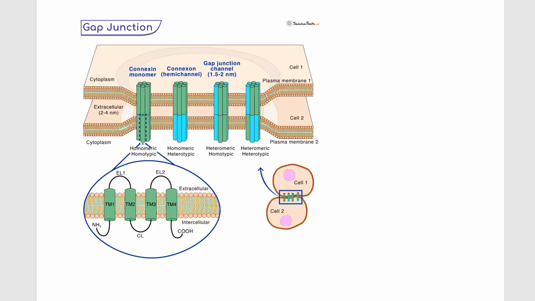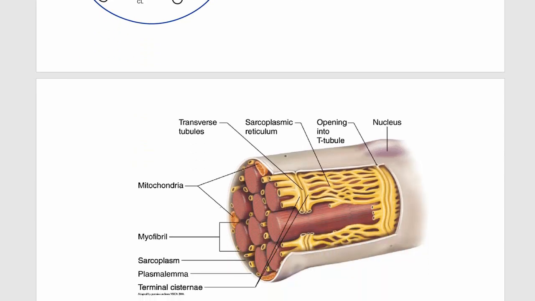And that's why both muscle cells and cardiac cells have them, because in both you have a lot of cells that need to work as a group in order for the function to be carried out. So it's important these cells are able to communicate with each other. And then the other thing we're talking about is the sarcoplasmic reticulum and T-tubule system.